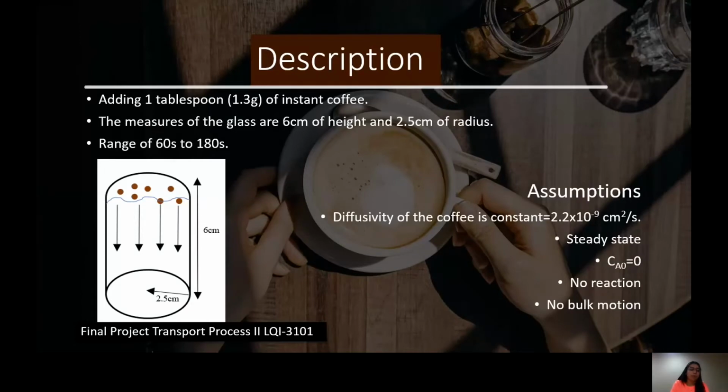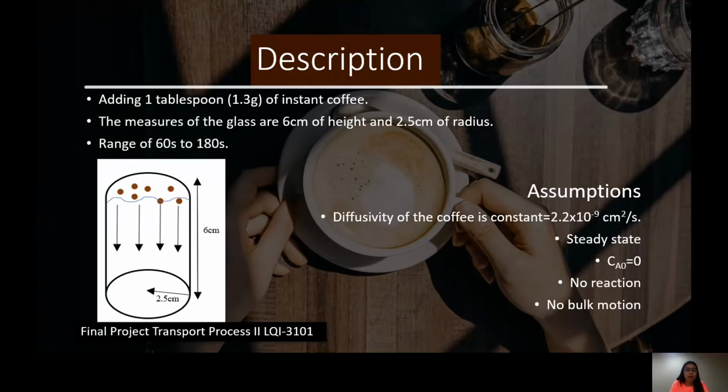Okay, the problem that we will talk about throughout the video is to know the behavior of the concentration of coffee at the bottom of a glass with water at room temperature when adding 1 tablespoon of instant coffee, which is around 1.3 grams.